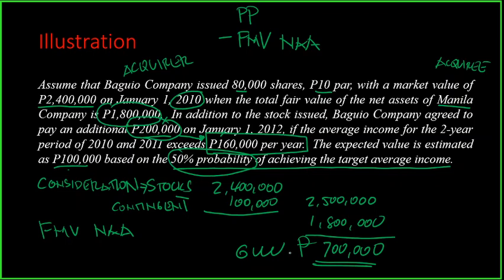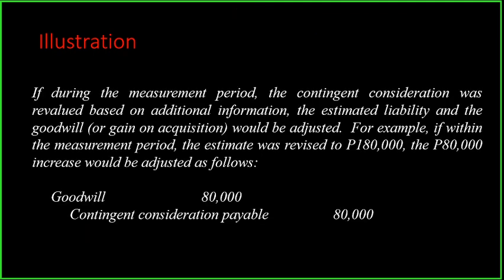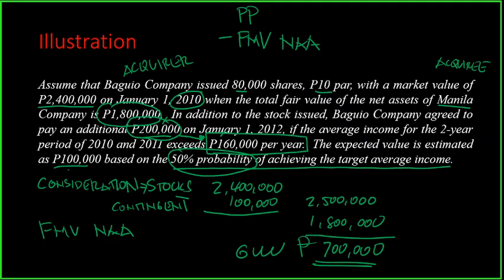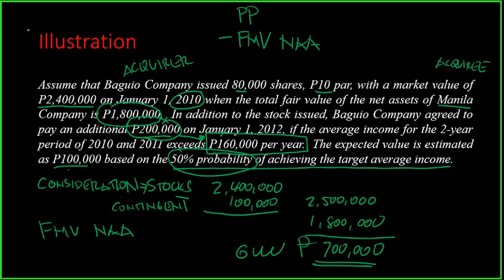Okay, so you now have a gain on bargain purchase. So I guess that's it. Now, what if we were asked to come up with the journal entry? How are you going to record the acquisition of net assets? Let's look at the problem.